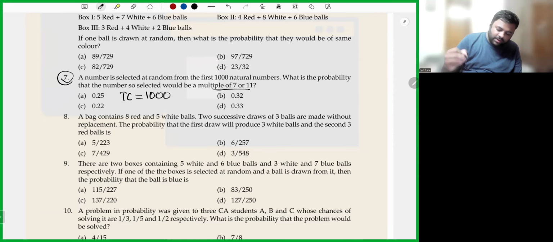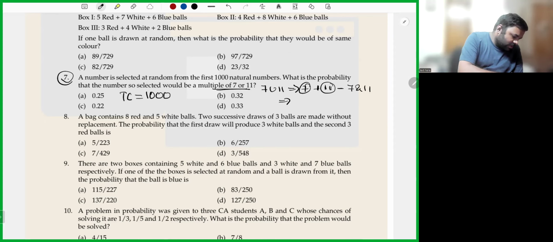How many numbers are there which are multiple of 7 or 11? I said you, my dear friends, in progressions also, how to count numbers which are multiples. 7 or 11 means 7 union 11. So numbers divisible by 7 plus numbers divisible by 11 minus numbers divisible by 7 and 11. How will you count how many numbers are divisible by 7? Simply you will do 1000 divided by 7.